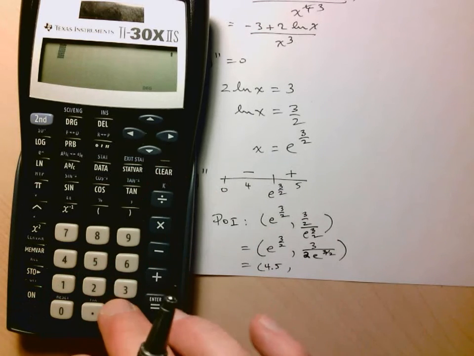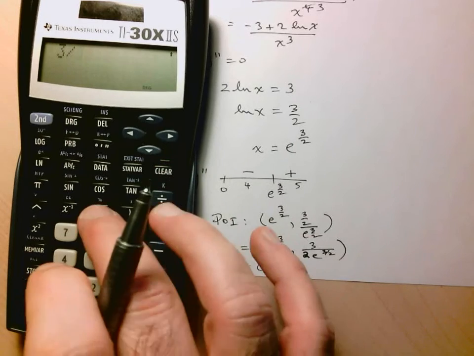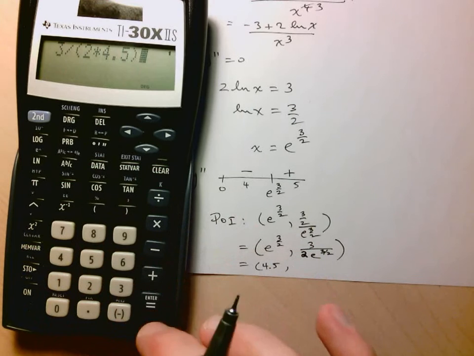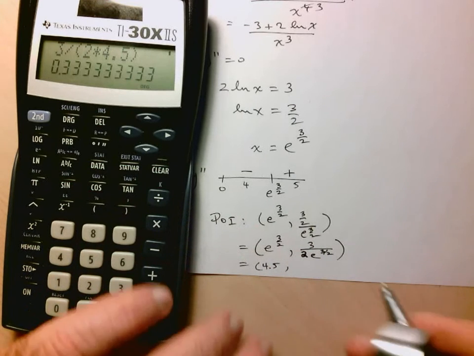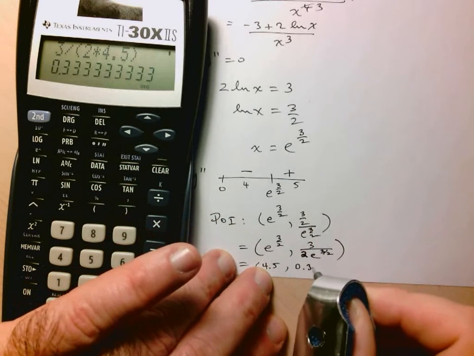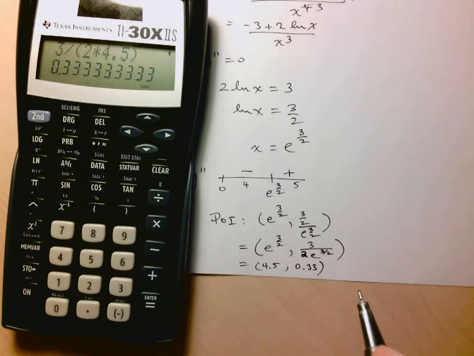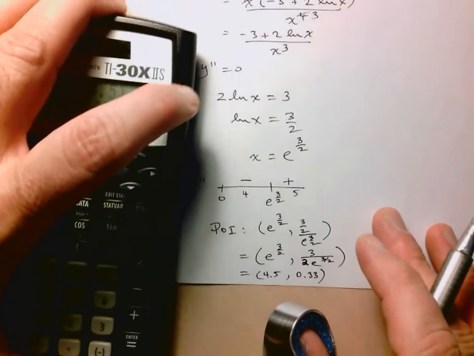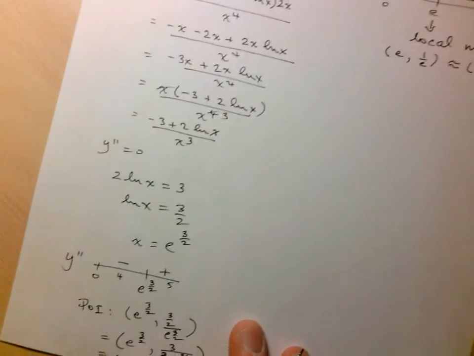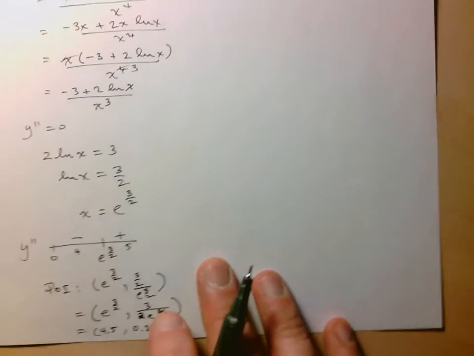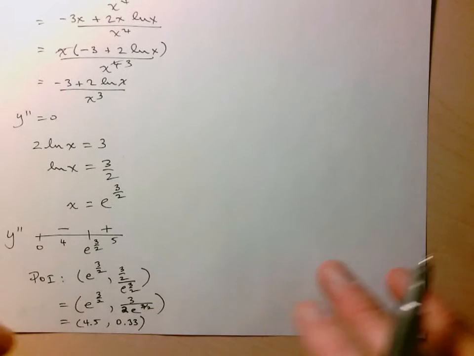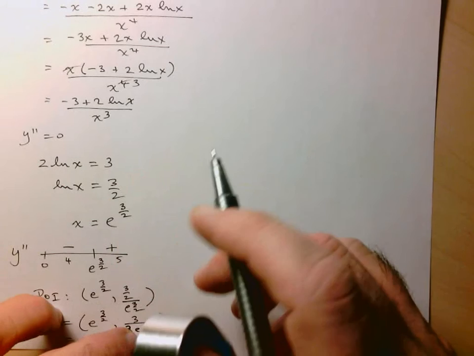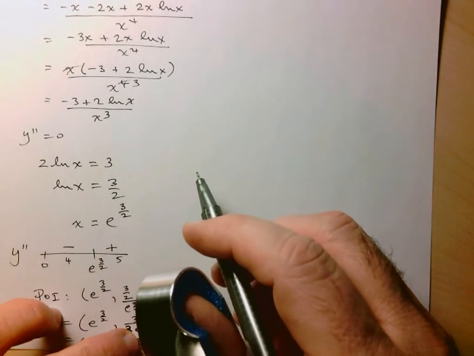So here, what do we have? We have 3 divided by 2 times 4.5. That'll be precise enough. So it's about 0.33. Okay. So now we have all the information that we need to draw this graph. And of course, I'm going to do this by hand. You'll normally have a Cartesian plane to do this with, but let's see what we have to work with.